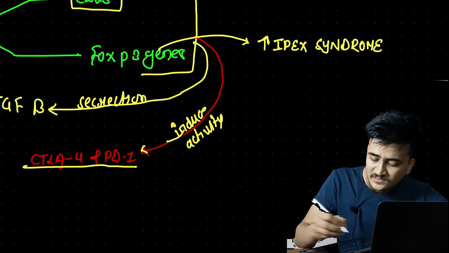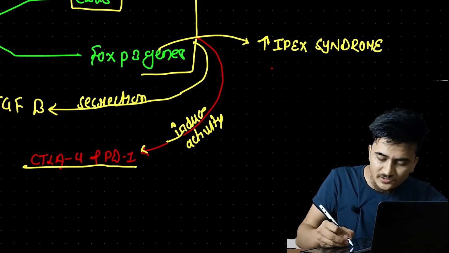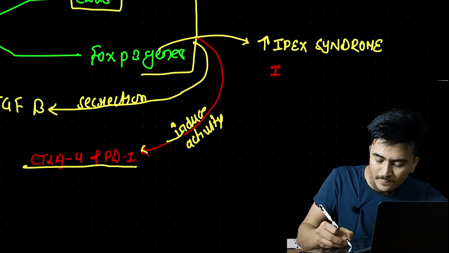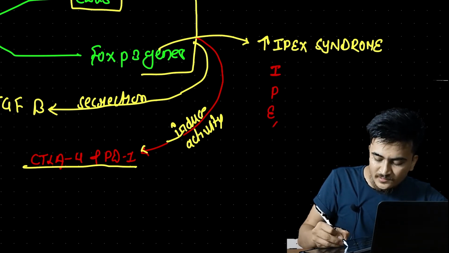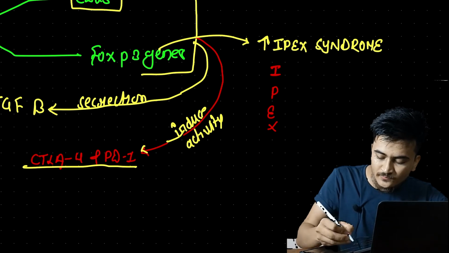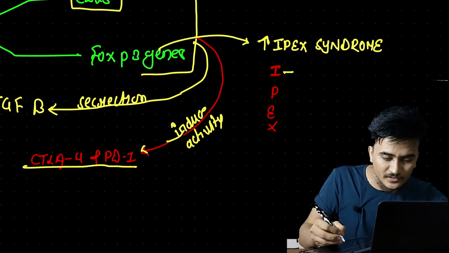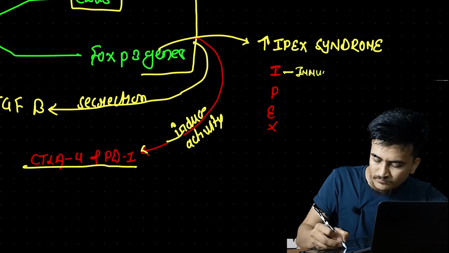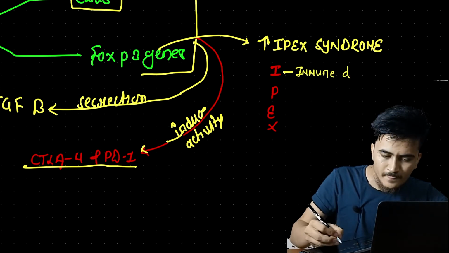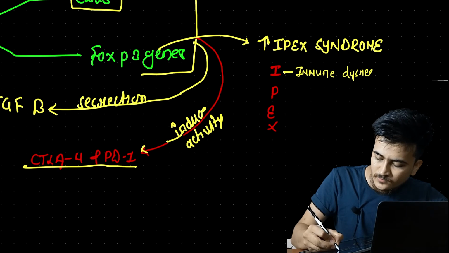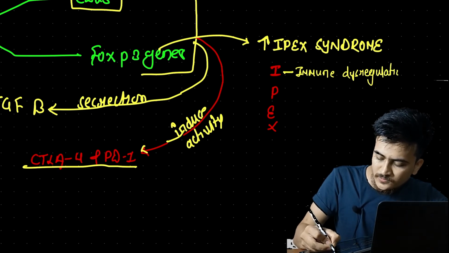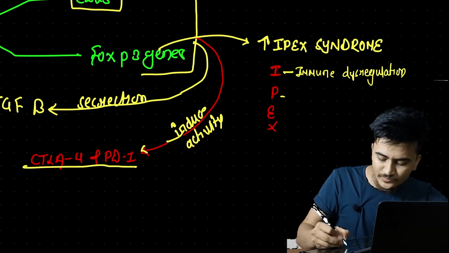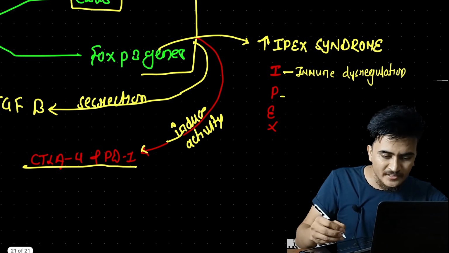What is this IPEX syndrome? Now what does it stand for? From I we get immune dysregulation. From P we get polyendocrinopathy.